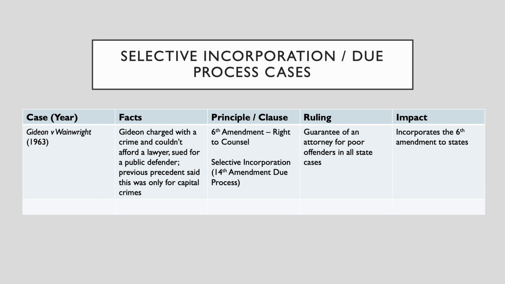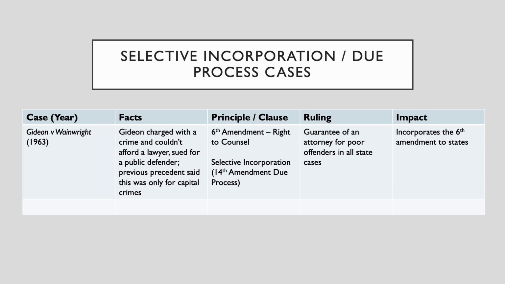So this incorporated the Sixth Amendment's right to counsel to the states, but it didn't provide any sort of requirement of federal funding for this. So this created an unfunded mandate for the states. The states had to provide these public defenders, but there was no guarantee of federal money for this, even though this was now a federal legal requirement.